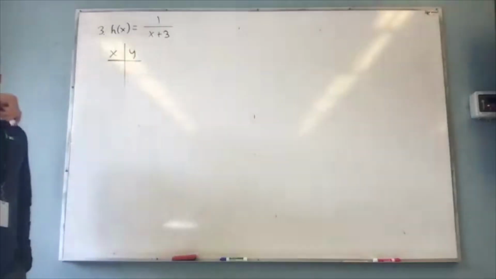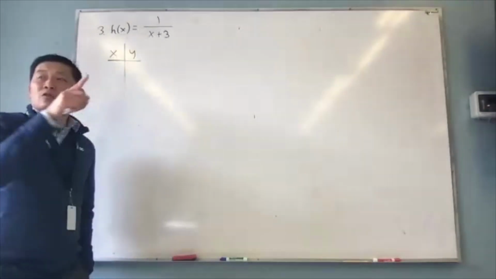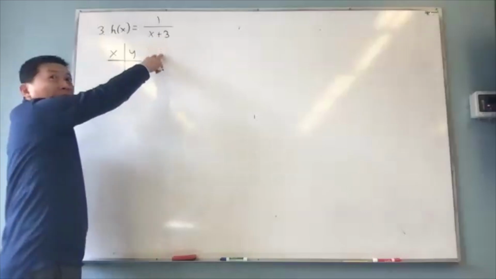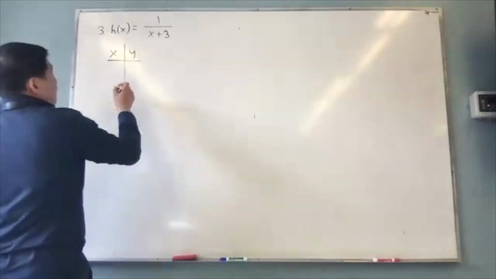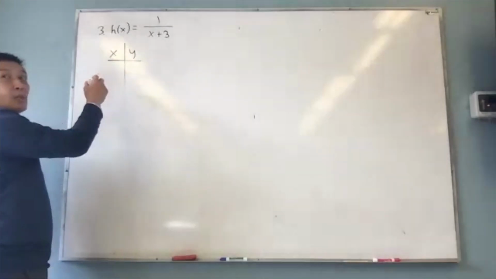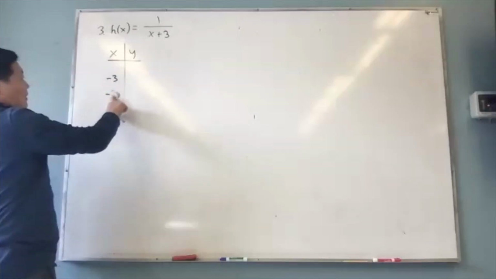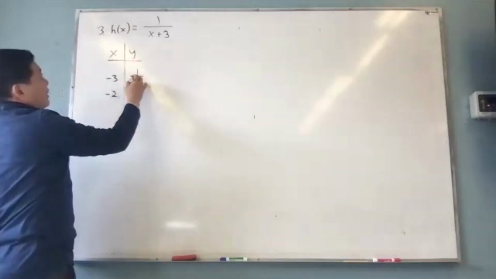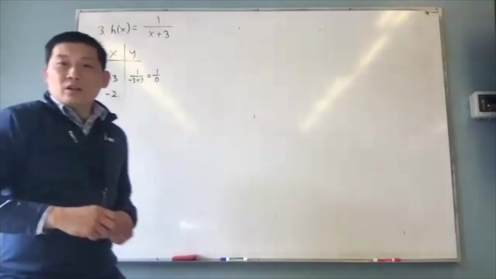Okay, let's take a look at number 3. So number 3, we notice that relative to number 1, this function has a +3 in the denominator sitting together with the x. Now we could use a similar set of numbers as before. We can try that, -3, -2. Let's take a look at this. If I put -3 in here, I end up with 1 over negative 3 plus 3, which is 1 over 0, which is already undefined.